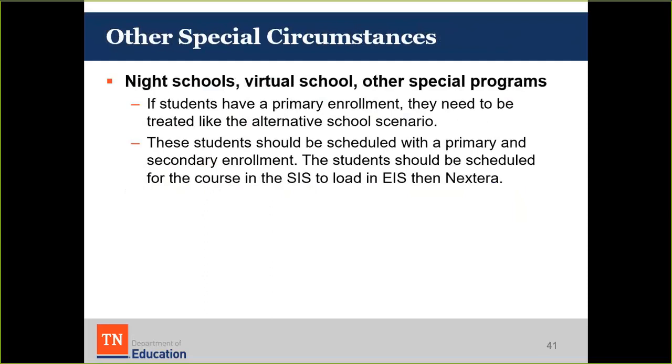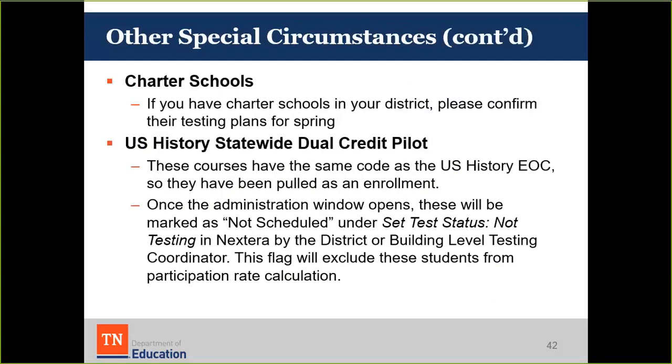So some other special circumstances: night schools, virtual schools, other special programs. If those students have a primary enrollment, they need to be treated like the alternative school scenario. They should be scheduled with a primary and secondary enrollment and then should be scheduled for the course in the SIS to load into EIS and then into Nextera. If you do have charter schools in your district, we want to just encourage that you confirm their testing plans for spring. That includes paper pencil, opting in, all of the pieces that go with that, making sure that they are ready to go.